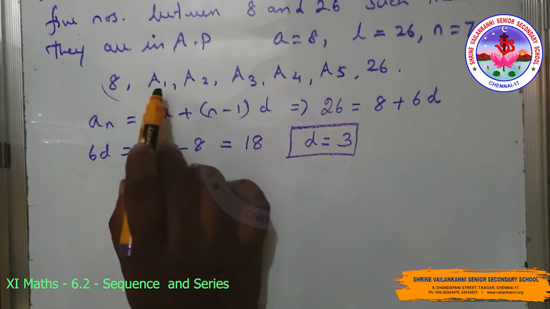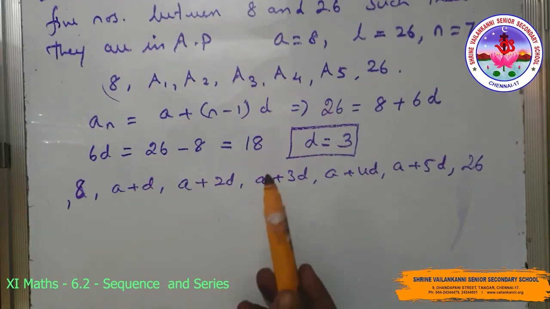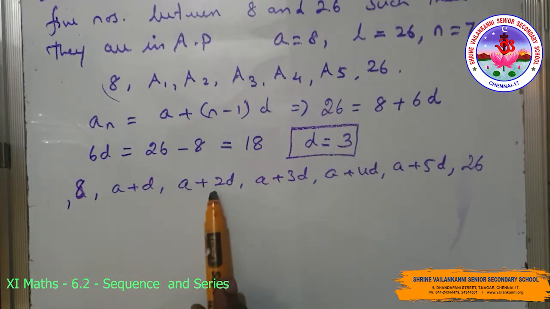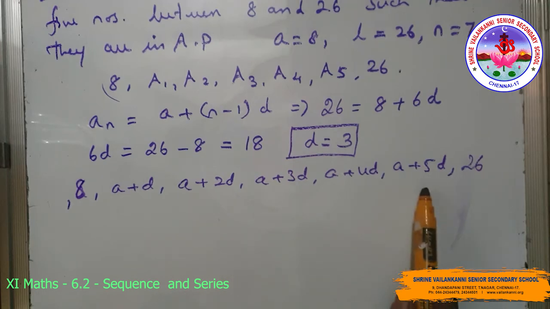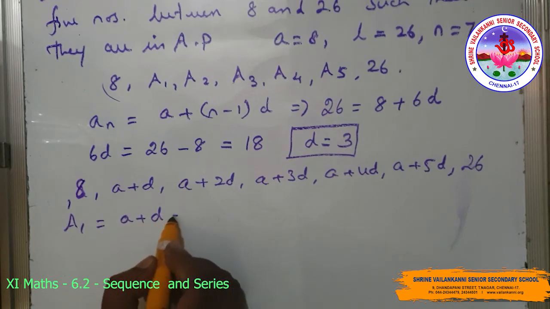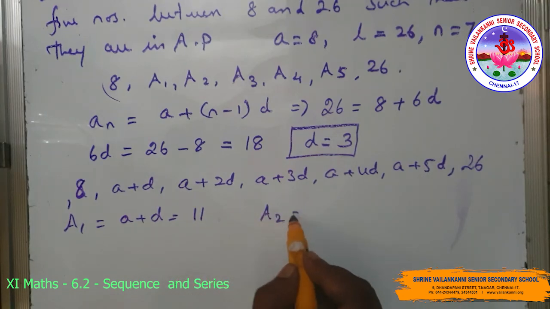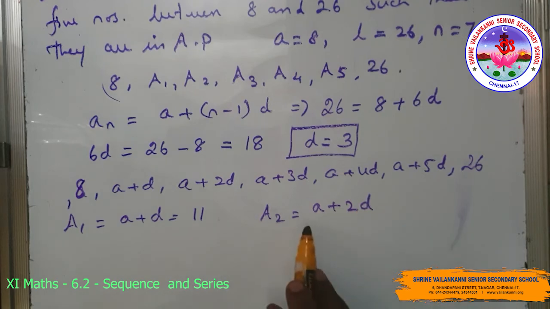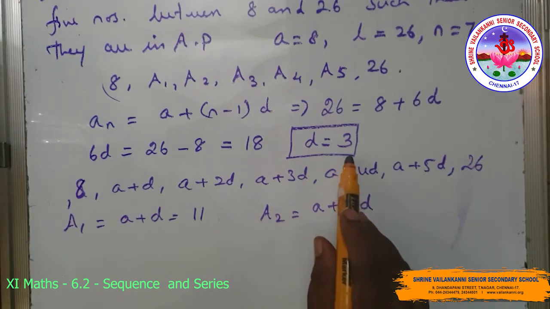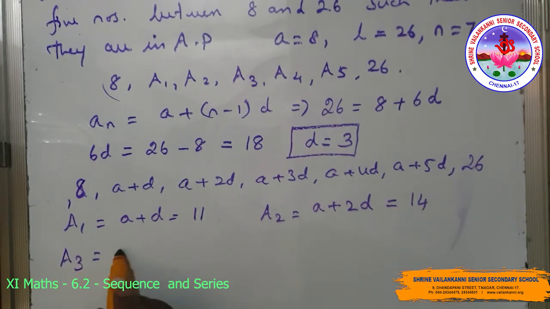Now we have to find these 5 numbers which are inserted in between 8 and 26. So the AP thus formed is 8, a plus d, a plus 2d, a plus 3d, a plus 4d, a plus 5d and 26. So A1 is a plus d, 8 plus 3, which is 11. Then A2 is a plus 2d. So a is 8 and d is 3, 3 into 2 is 6, 6 plus 8 is 14. Then A3 is a plus 3d, that is 8 plus 9, which is 17.